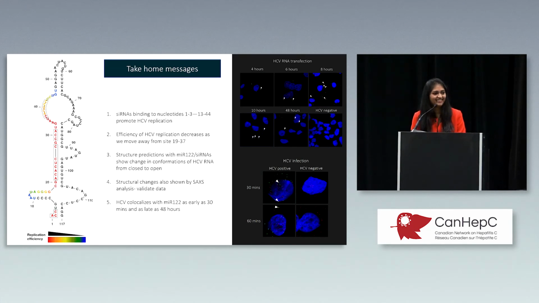Great talk, Rasika. I was also curious about the SAXS data. I noticed in your HCV 5' UTR you have three peaks. Do you think those correspond to different, more stable structures? And what do you think is the most stable structure?